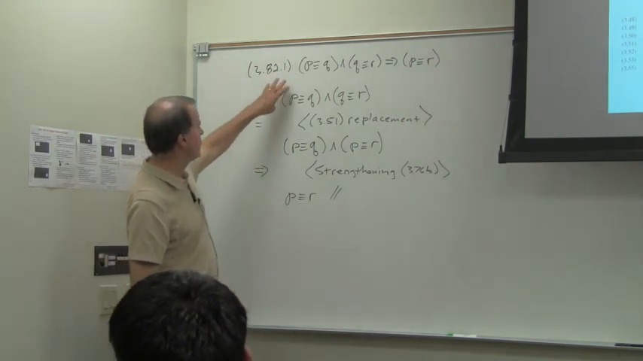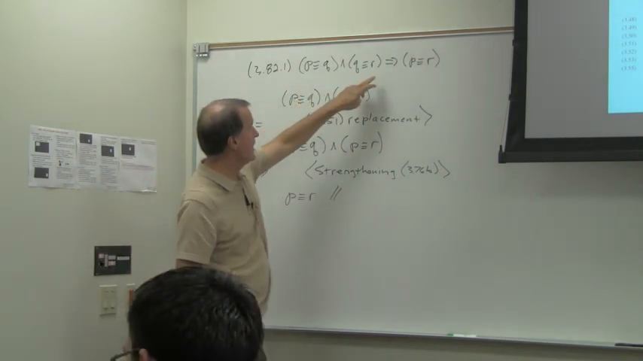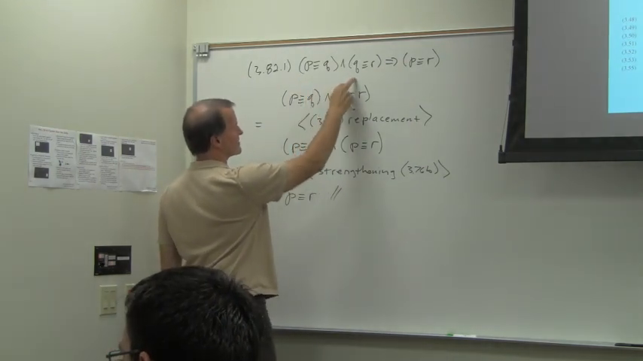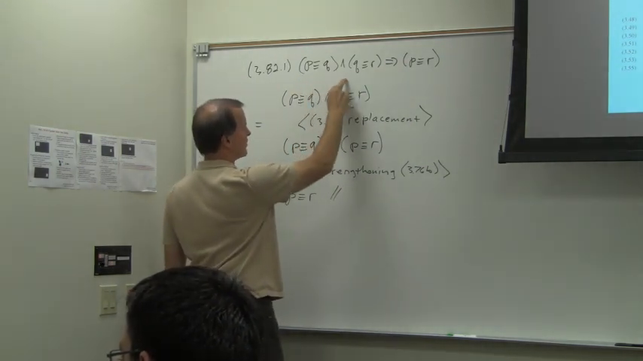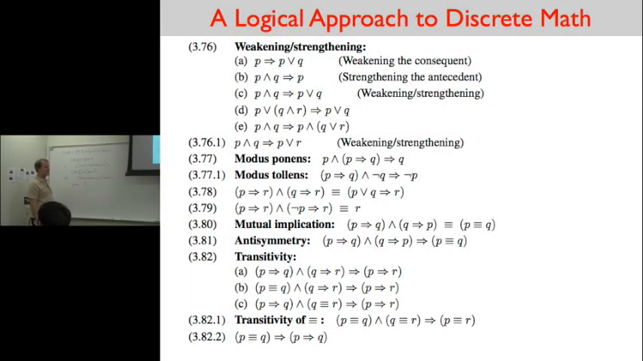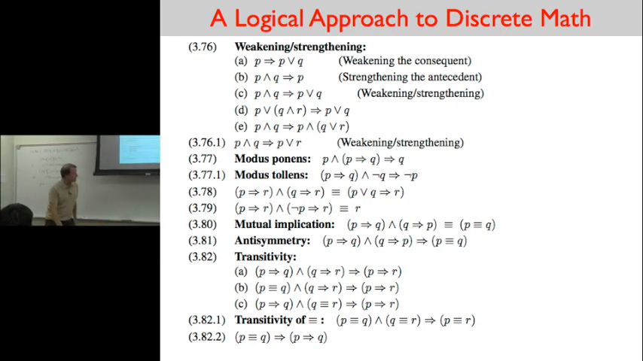Well, this is a proof that P equals Q and Q equals R implies P equals R. What kind of a law is this? P equals Q and Q equals R implies P equals R. It's a transitivity law. Yeah, it says transitivity of equivalence.